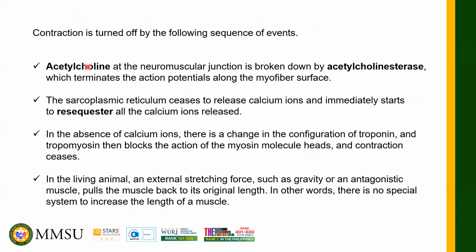So number one dyan is the acetylcholine breakdown. So yung acetylcholine, which was released at the neuromuscular junction to initiate the action potential, is broken down by the enzyme acetylcholinesterase. Okay? So yung enzymatic breakdown na to will rapidly terminate the action potentials along the sarcolemma, which is the muscle cell membrane.